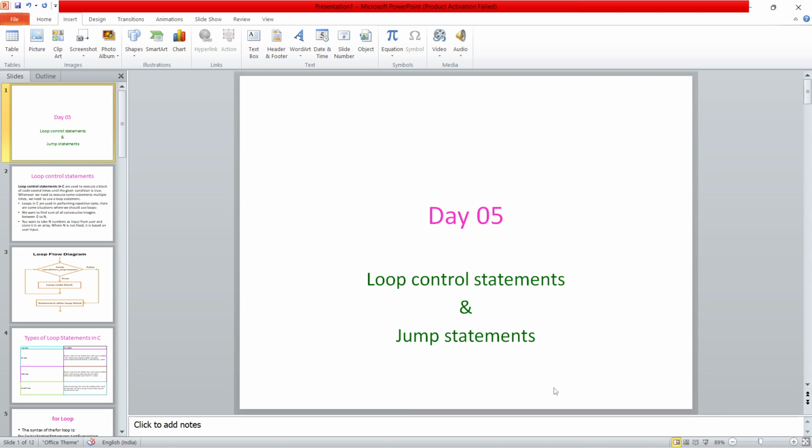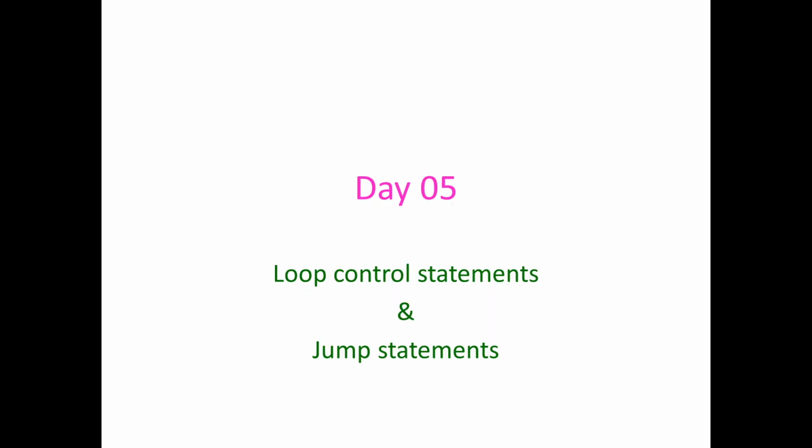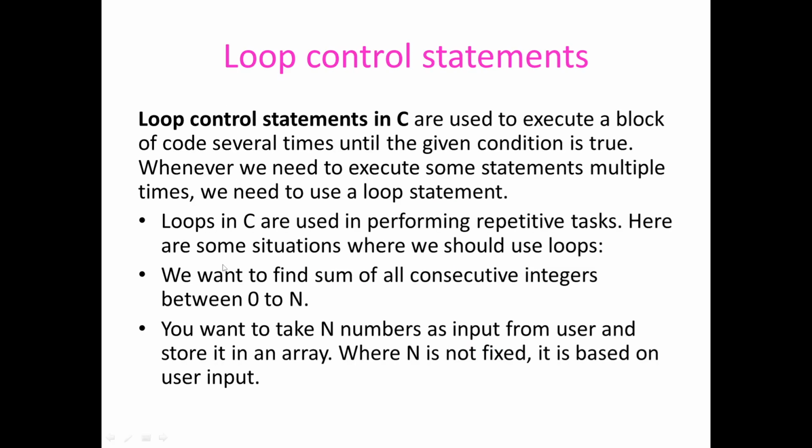Okay, see here, guys. In this class we are going to discuss these loop control and jump statements. Loop control statements are used for the flow of execution of a loop. Loop control statements in C are used to execute a block of code several times. If we want to execute a certain part of the code repeatedly, in that case we use these loop control statements, which execute a block of code several times until the given condition is satisfied.